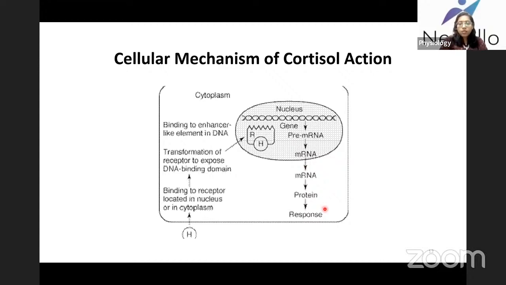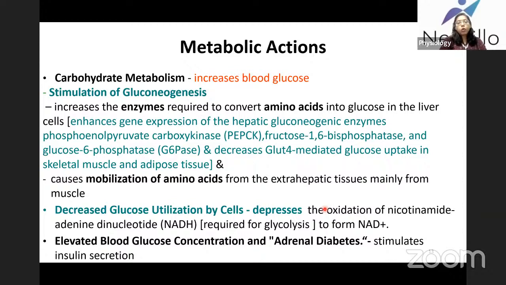What these responses are is what we are going to understand. To divide the actions of cortisol, we have metabolic actions and we have systemic actions. First we'll deal with the metabolic actions. You all must have realized that every time a person is on steroids, the glucose level shoots up and the blood pressure shoots up. What the mechanism is, is what we are going to understand.